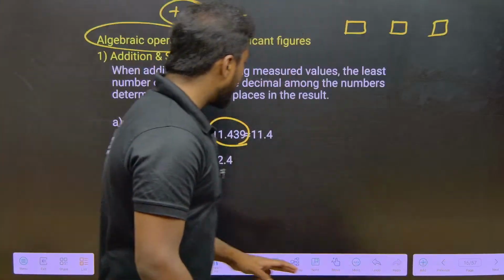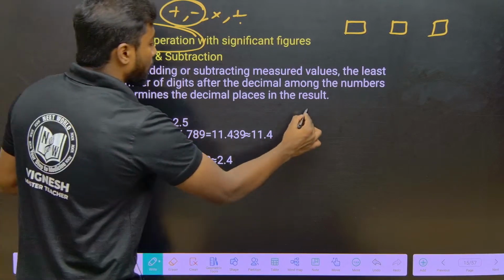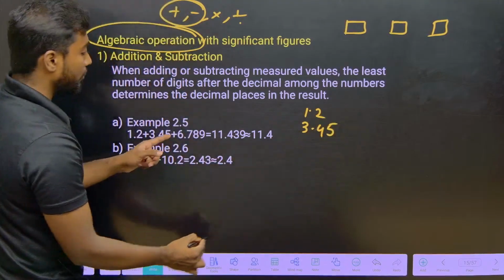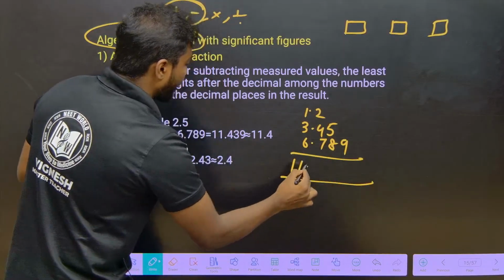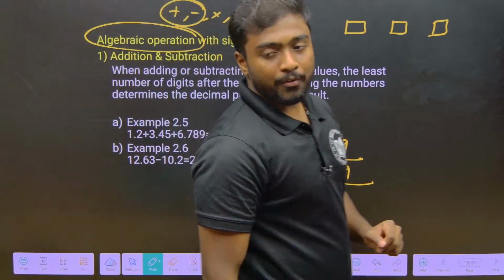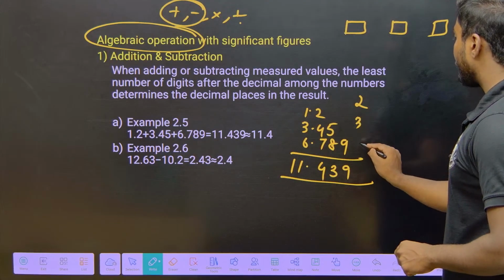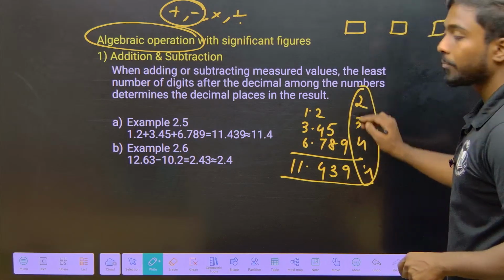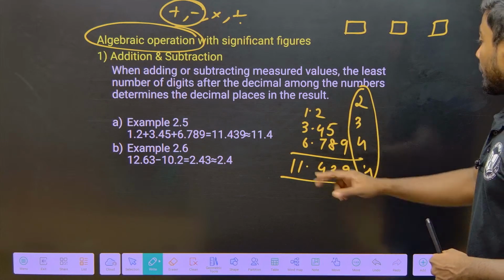Now come to the problem. For the first example, 1.2, 3.45, then 6.789. If I add everything, I am getting 11.439. First one, how many significant figures? 1.2 has 2 significant figures. The second one has 3. The third one has 4. These are the significant figures. Now, if you see which has the least decimal places, 1.2 has the least.